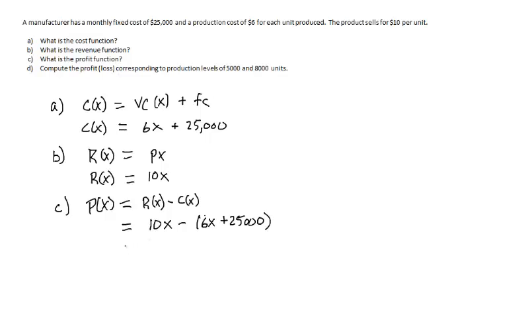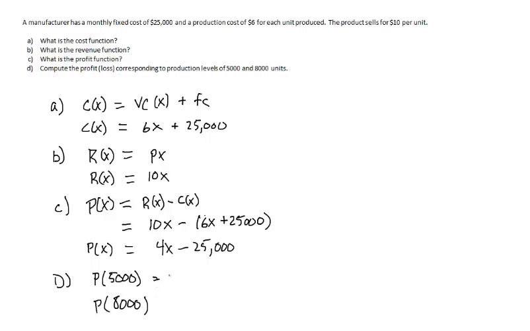And when we simplify this, we have 10x minus 6x gives us 4x. And then we distribute the negative, so we get negative 25,000. And this is our profit function. And now in part D, we want to analyze the profit at production levels of 5,000 and the production level at 8,000.